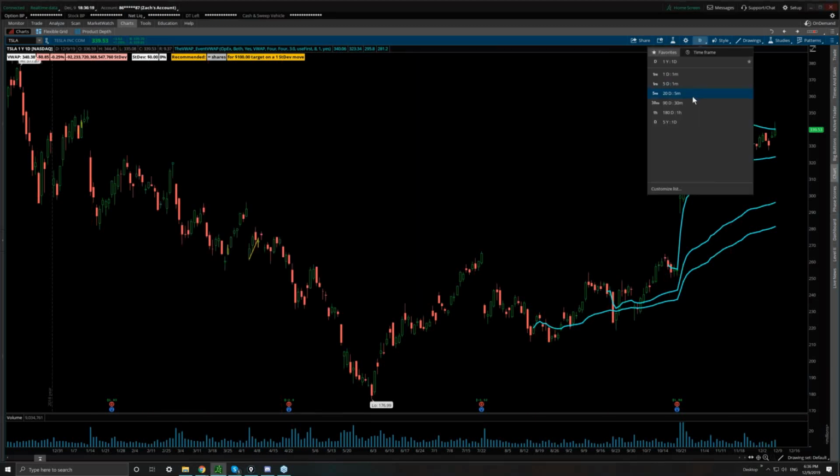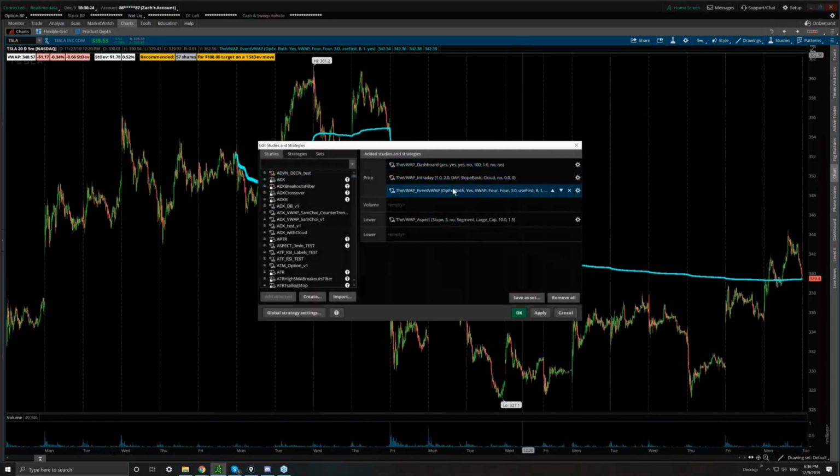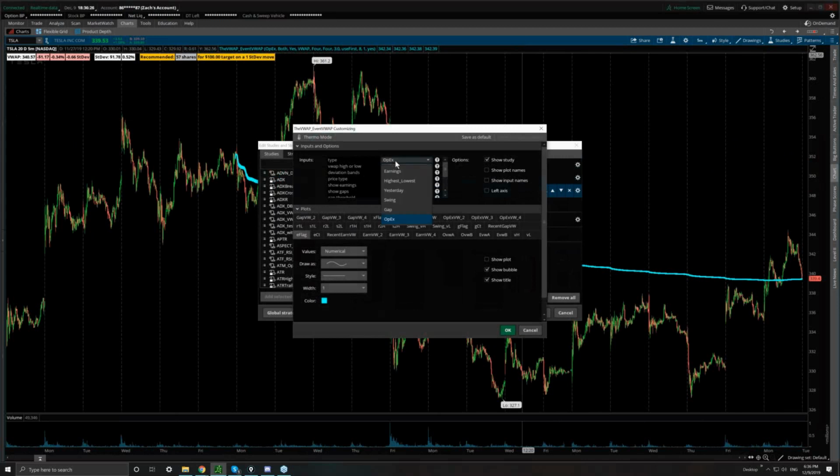Okay, now to the 2 more confusing options within Event VWAP. So the 2 middle options here, yesterday and swing, were 2 kind of experimental versions that I was working on. Yesterday, as the name implies, is going to plot yesterday's VWAP, but it's also going to plot yesterday's VWAP for every prior day.